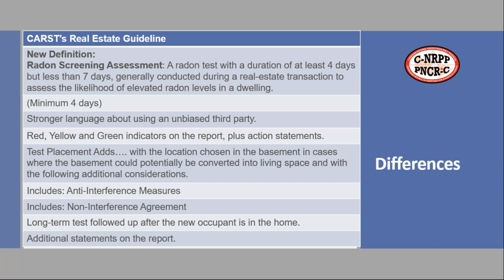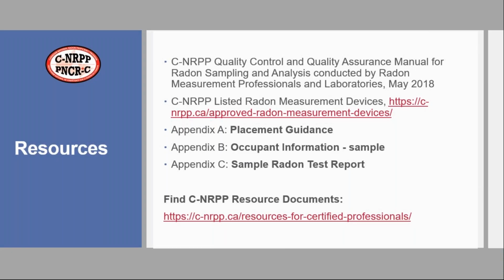Test placement adds that the location chosen in the basement in cases where the basement could potentially be converted into living spaces, and it includes additional considerations such as anti-interference measurements, non-interference agreement, long-term test followed up after the new occupant is in the home, and it requires additional statements on the radon test report.